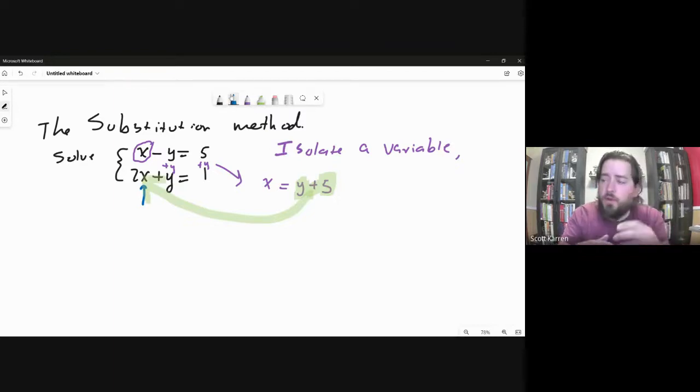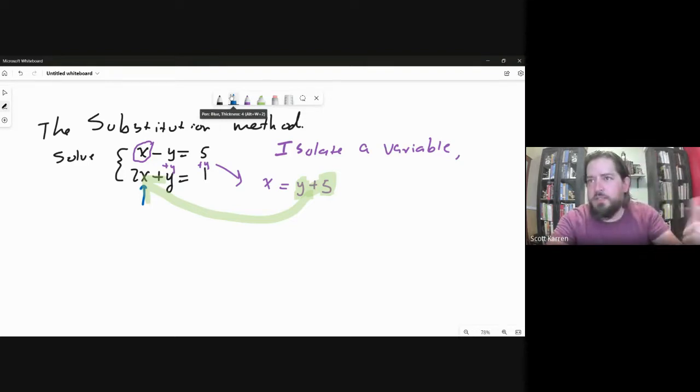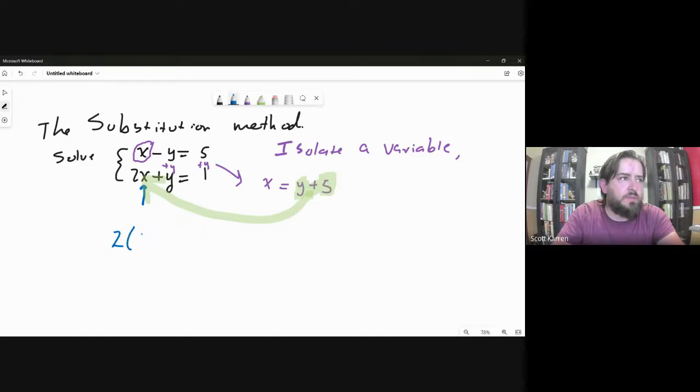So I will. And I want to make sure to put it in the other equation, because if I put it back into the same equation, it's just going to boil down to something that's true all the time. So I'm going to use the other equation, and I will. So 2 times x, but x is y plus 5, plus y equals 1. Now I have one equation with one variable, and I'll just solve it.